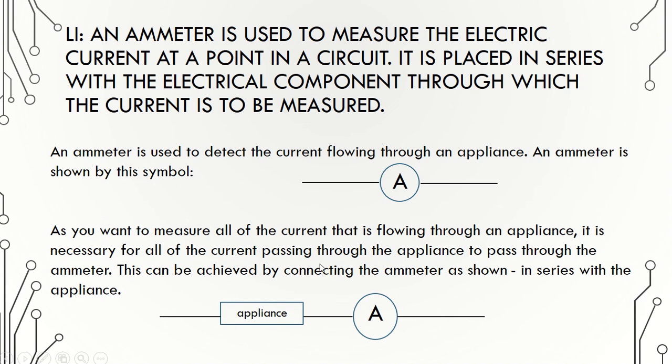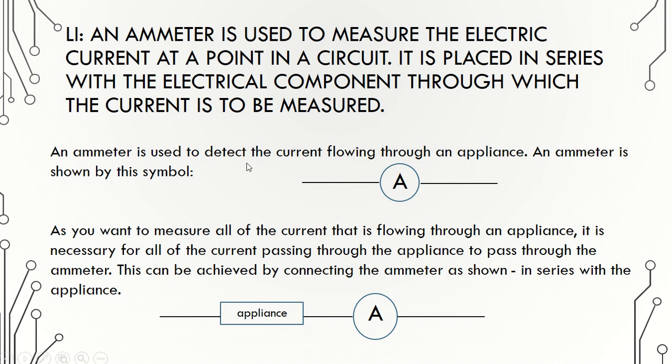Now, we looked at measuring voltage with a voltmeter, and a voltmeter needed to be connected in parallel across a component or parallel to a circuit. An ammeter is used to measure the electric current at a point in the circuit. So it's placed in series, so in a row, one after another, after an appliance or a component in the circuit, connected with your alligator clips. It's placed in series, through which the current is to be measured.